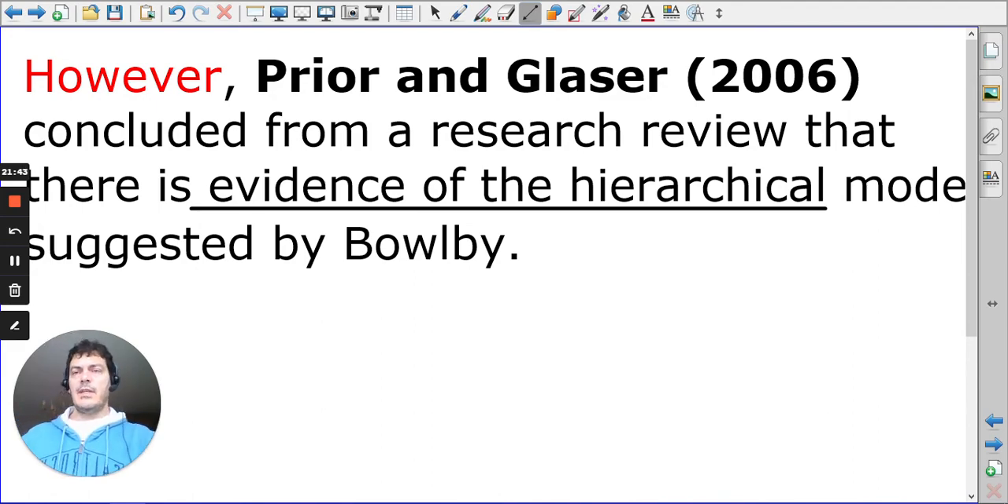So it's one of those things in terms of the evaluation that you need to just be open to this discussion, that some people believe it's monotropic and some people believe it's not.